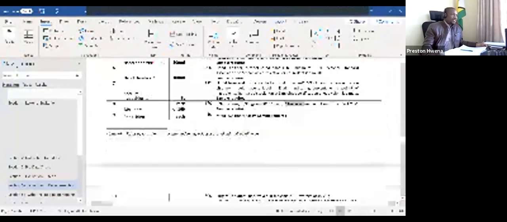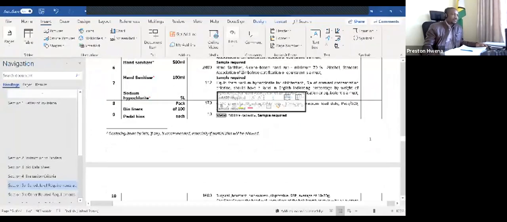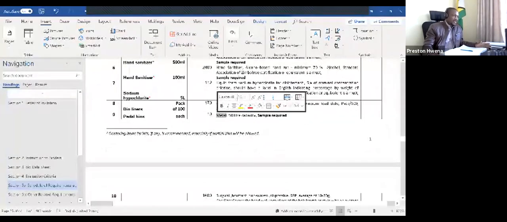Then in terms of the pedal bins required, this should be metal. Please take note, don't send plastic pedal bins. This should be metal, 50 liters capacity, not 20 liters, but should be 50 liters.